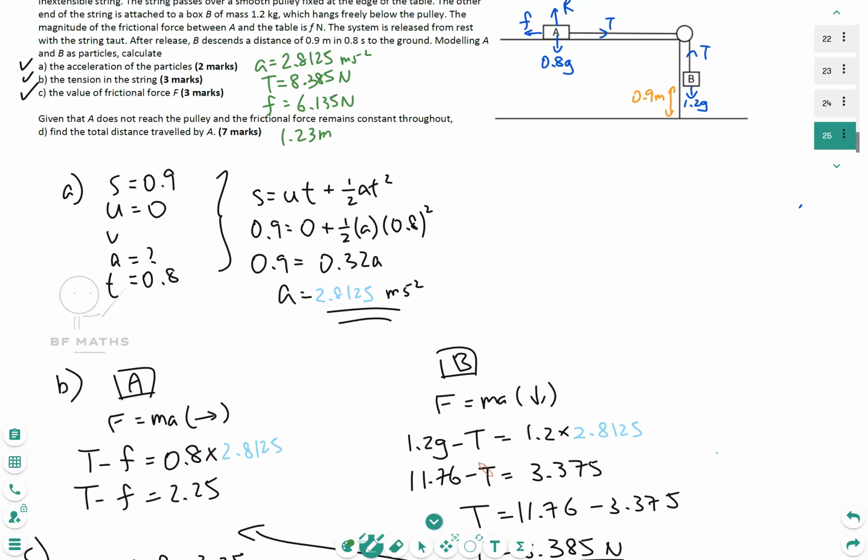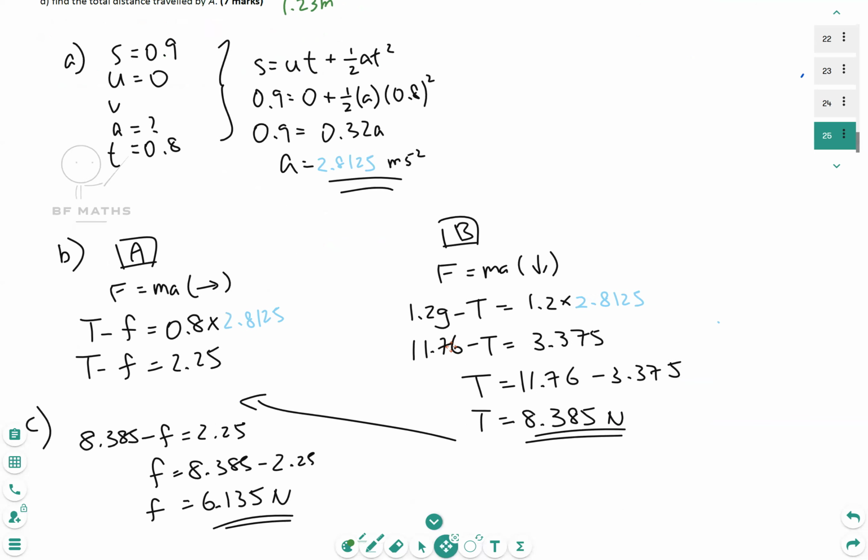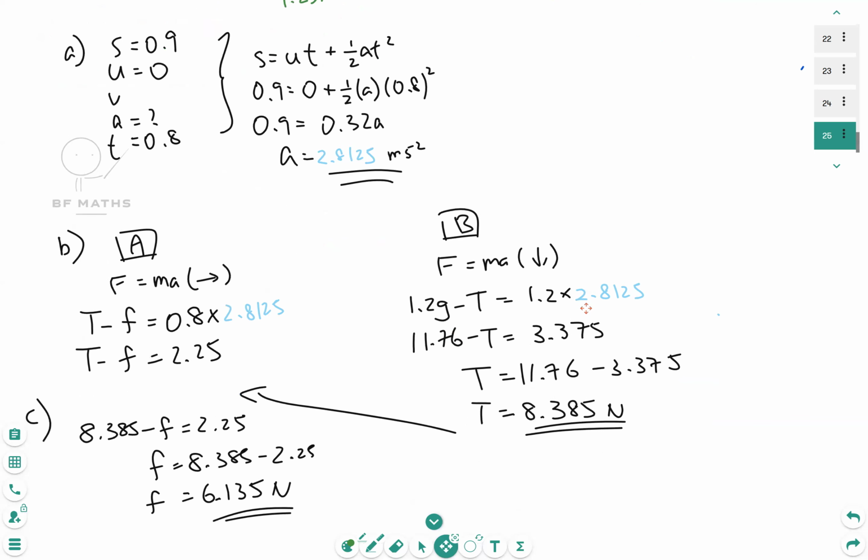1.2G minus T equals 1.2 times A. And then you put 1.2G in the calculator and put the right side in the calculator, you get this. And suddenly you found out actually it's not a simultaneous equation. You have to work out T is 8.385. Then we know T is 8.385, and that helps us to work out friction consequently. You can work out friction equals 8.385 minus 2.25, which is 6.135.